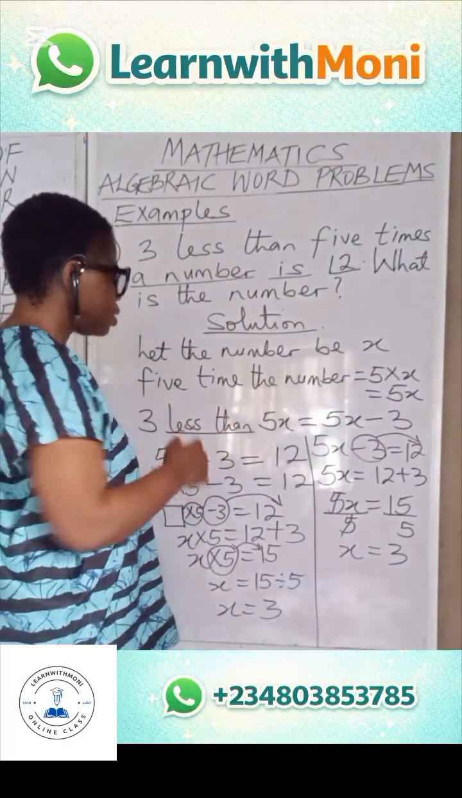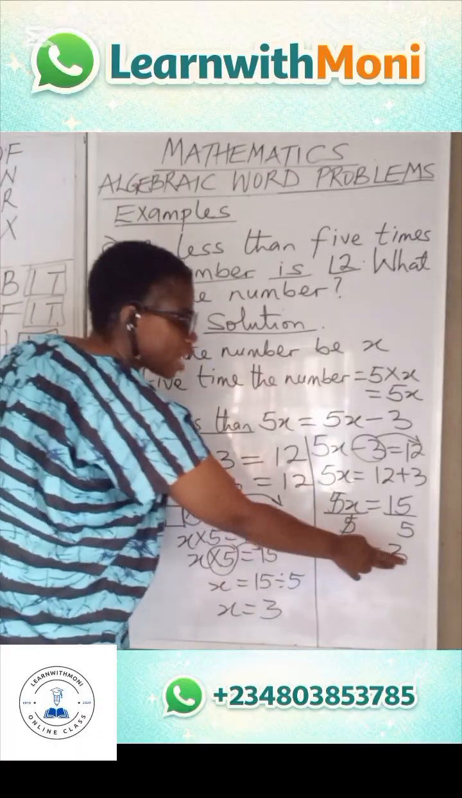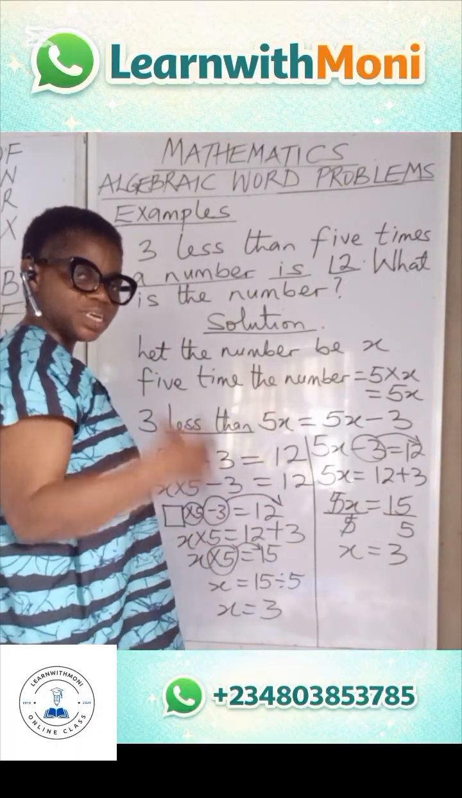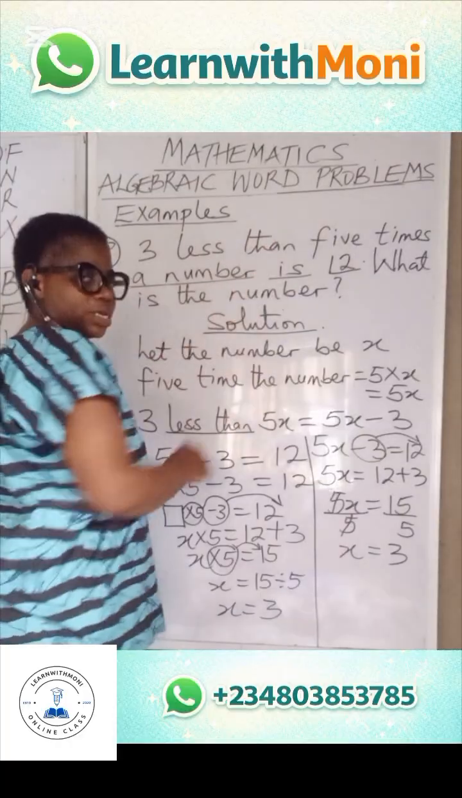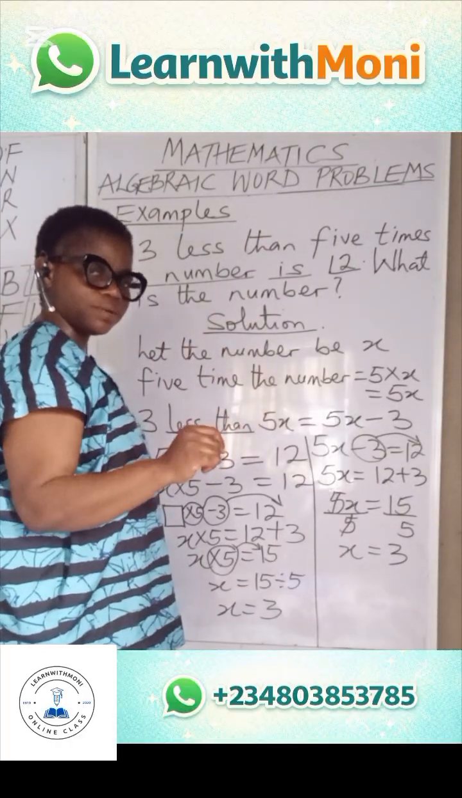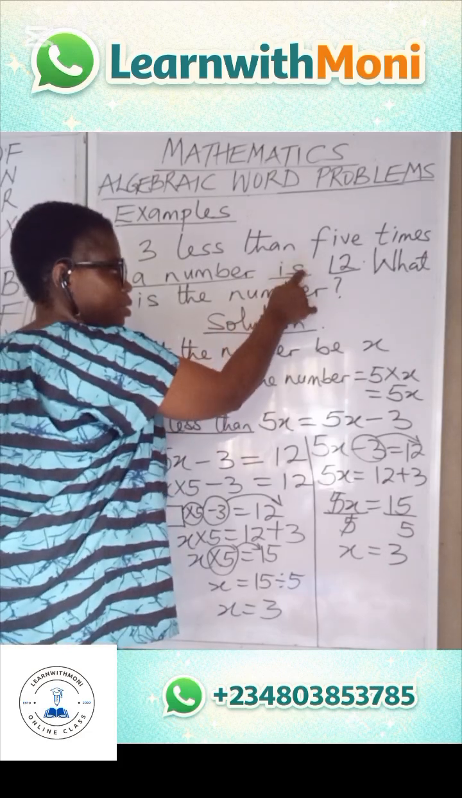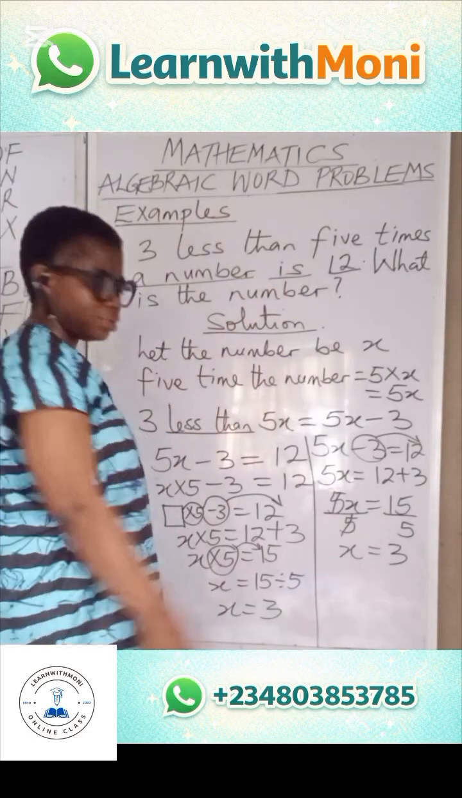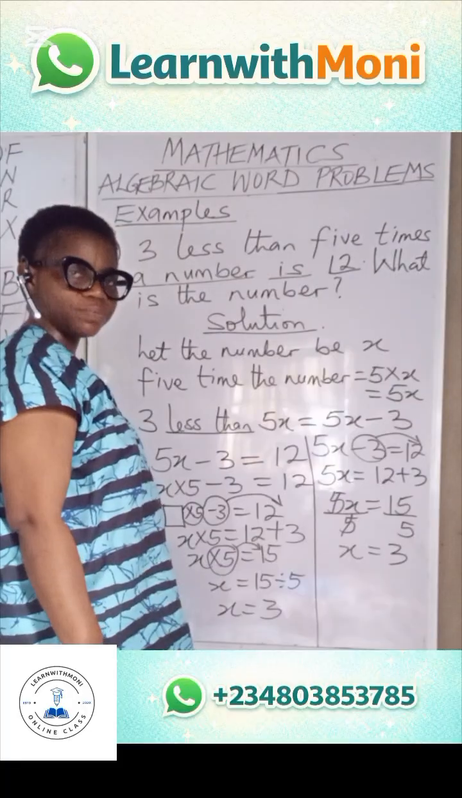Let us check. 5 times that number, that is 5 times 3. 5 times 3 is 15. 3 less than 15, that is 15 minus 3. Does it give you 12 at your end? It is 12. And that means our unknown number is actually 3.